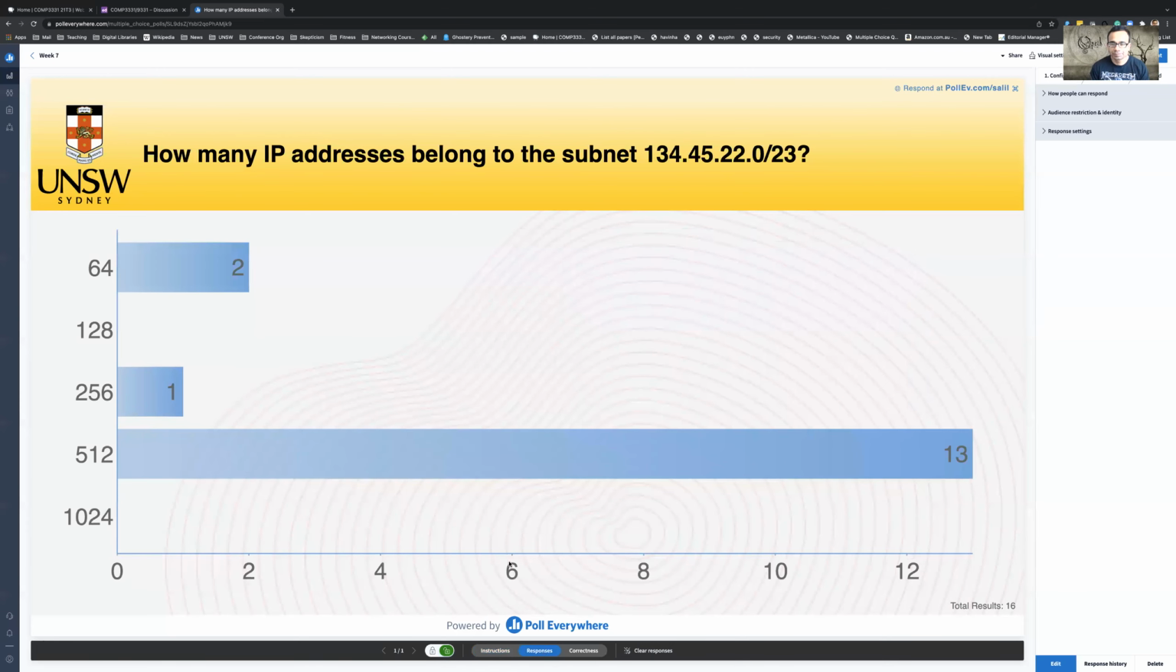Yeah, perfect. Remember here 23 bits of this block make up the network part, so we are left with 9 bits. So 2 to the power 9 would be 512. That's correct. Well done.